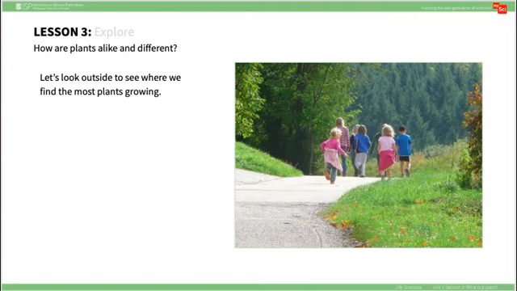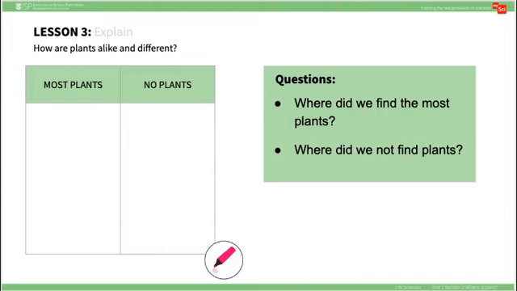water needs. In the Explain portion of the lesson, discuss and chart what students found during their walk outside. Ask about where the most plants were found, where few or no plants were found, and probe their thinking by asking why some areas have different amounts of plants.